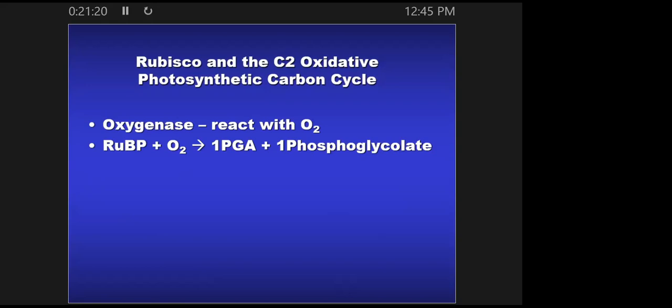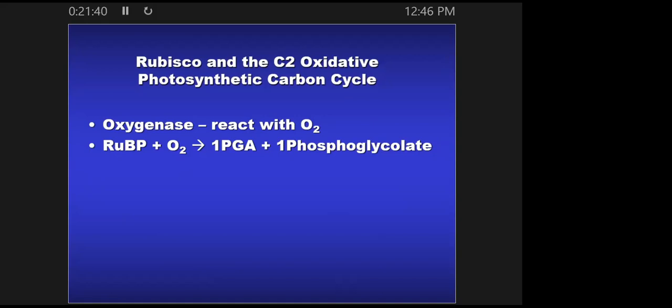So remember, doing the carbon counting, you look at the substrates. RuBP is 5 carbons. O2 has no carbons. So you end up with a 3-carbon PGA. That only means you have 2 left over. So it's a 2-carbon phosphoglycolate.